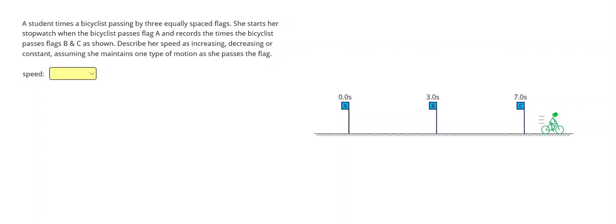All right, so let's look to go from A to B, the bicyclist took 3 seconds. To go from B to C, the bicyclist took 4 seconds. So I realized that to travel the same distance in a shorter amount of time, that's where the bicyclist was going faster. Remember, a longer amount of time means a slower speed. So if the bicyclist was traveling faster between A and B than she was between B and C, her speed must have been decreasing.